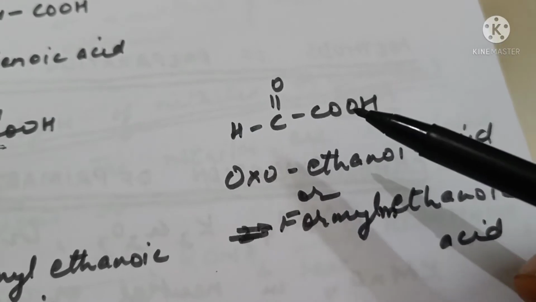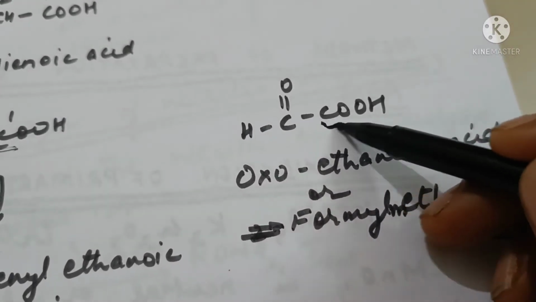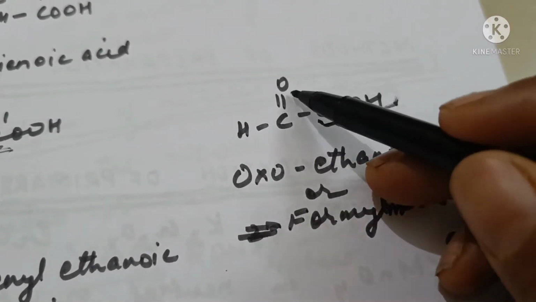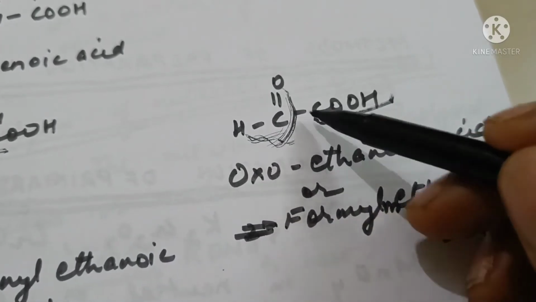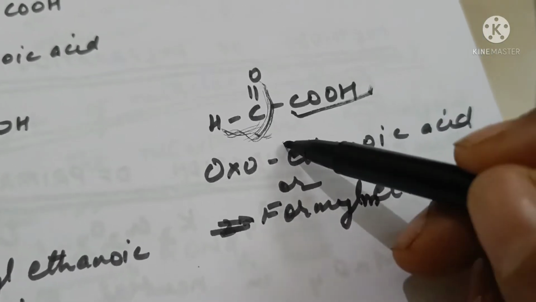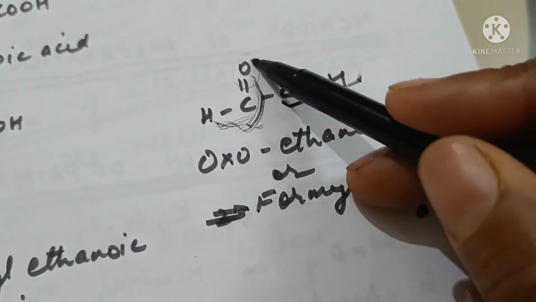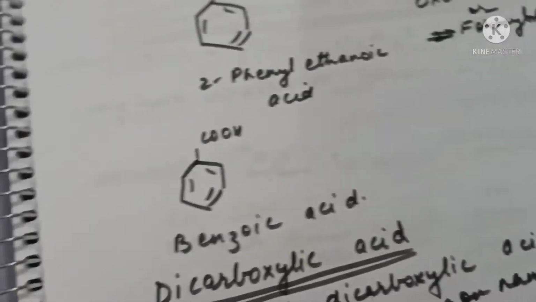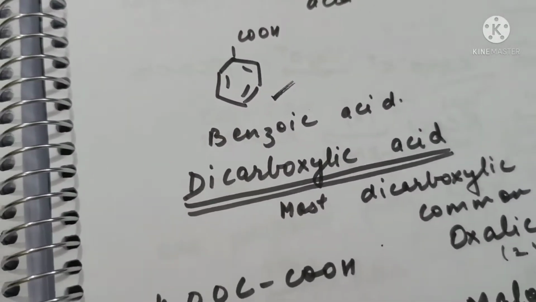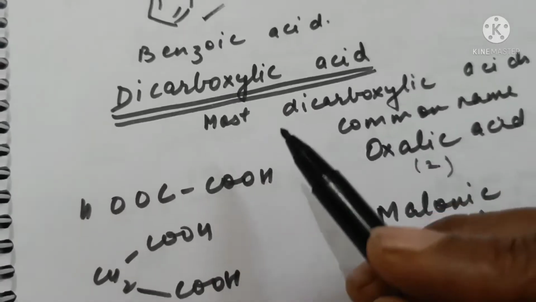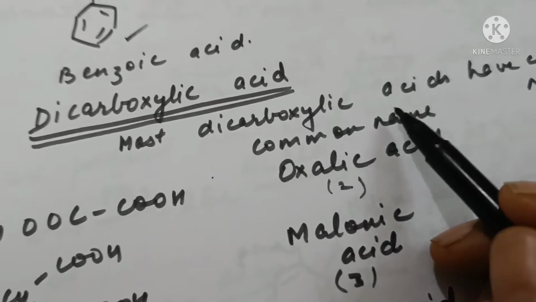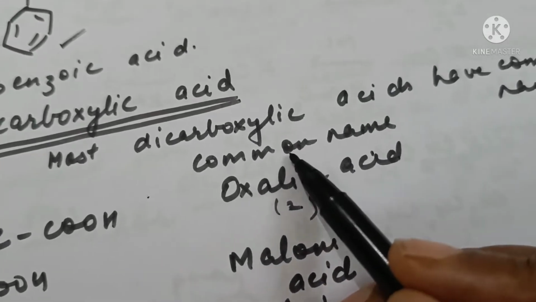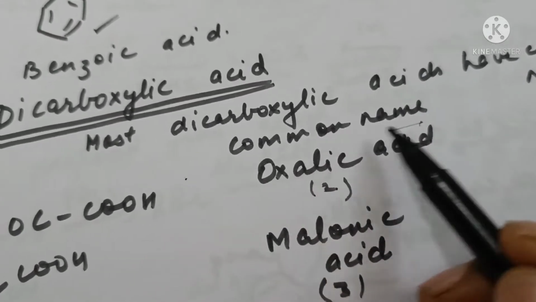This compound contains a carboxylic acid group as well as an oxo or formyl group. So it can be called formylmethanoic acid, or it can also be called oxoethanoic acid. This compound is called benzoic acid in IUPAC system. We also have acids which have 2 carboxylic acids in the compound. So these dicarboxylic acids are generally known by their common name.